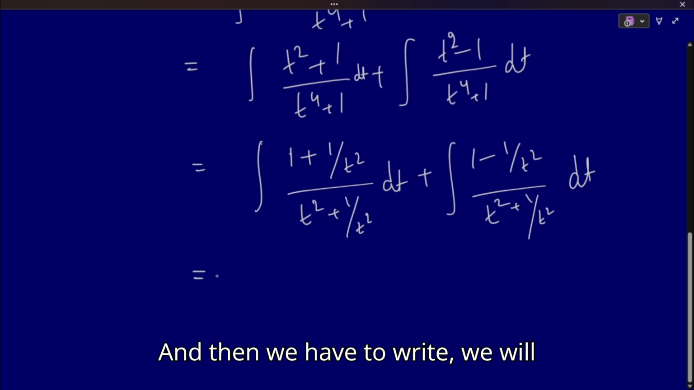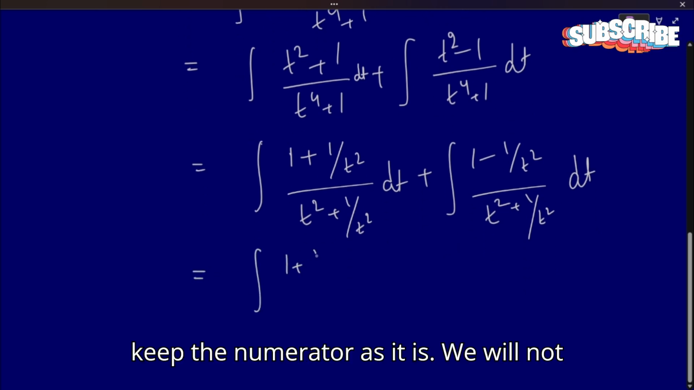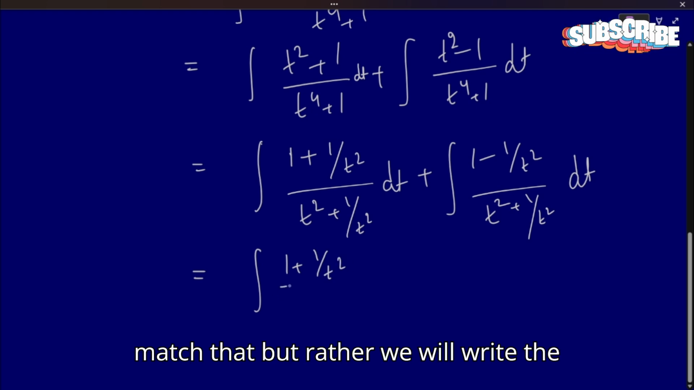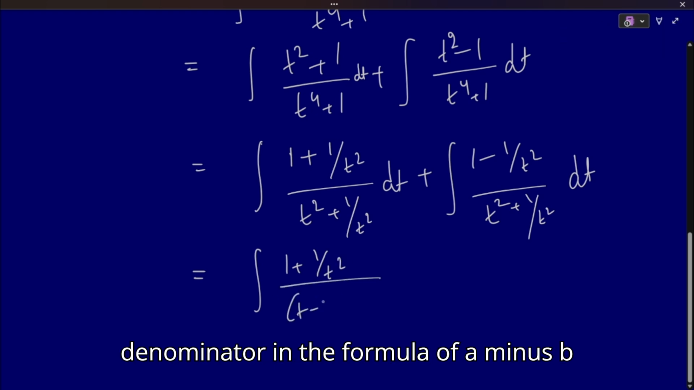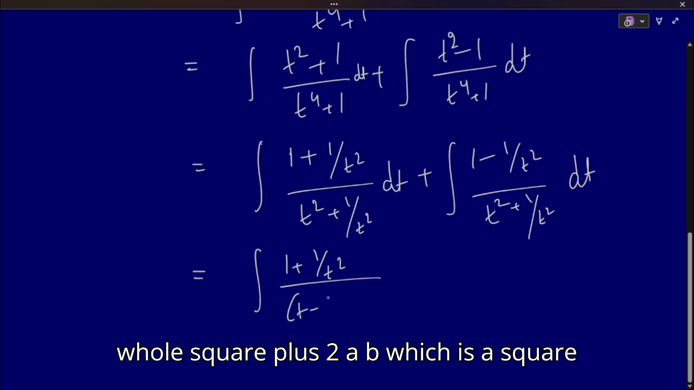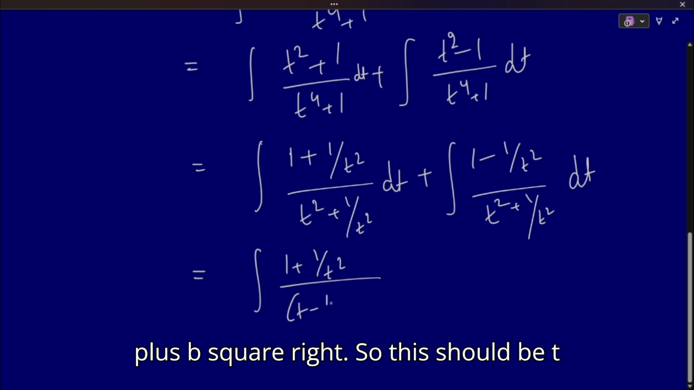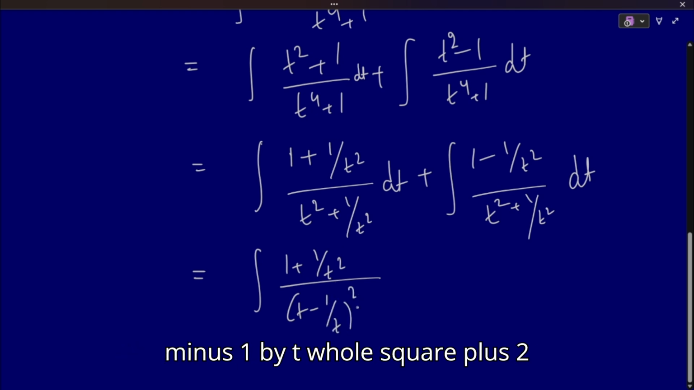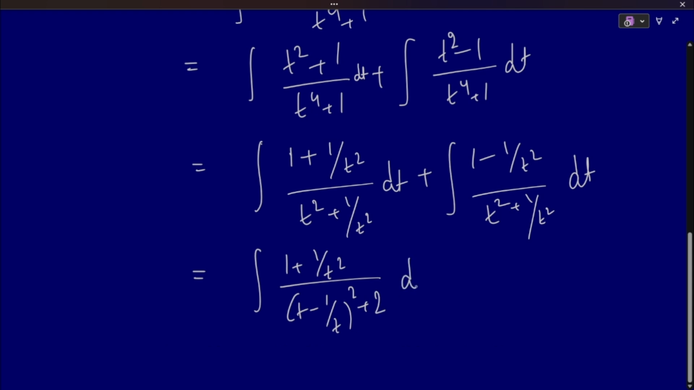And then we keep the numerator as it is, we will not touch that, but rather we will write the denominator in the formula of a minus b whole square plus 2ab, which is a square plus b square, right? So this should be t minus 1 by t whole square plus 2 dt.